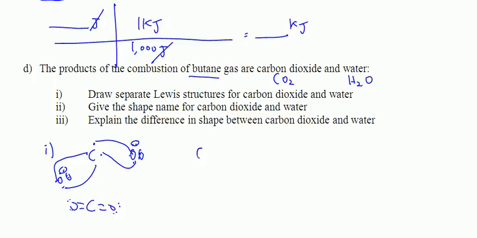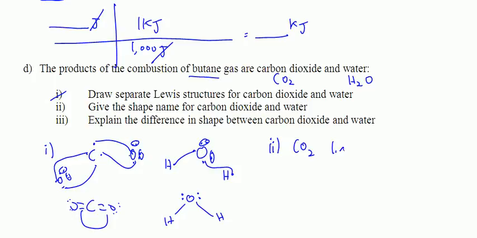And let's do water. So there's water. Okay, so that's done. That's one. Give the shape name for carbon dioxide and water. So CO2, see there's linear geometry here. And for H2O, that's called bent. So we did that one.